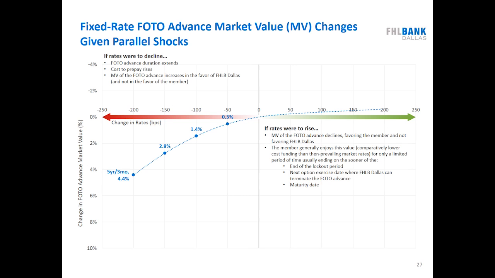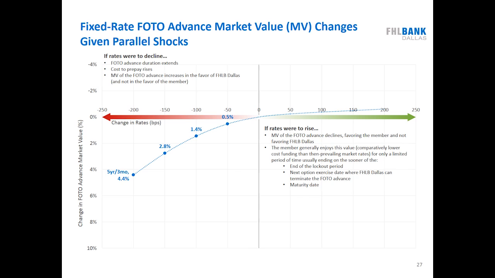What does the impact of rate movements potentially look like in terms of the market value of the putable advance? Here we see the curve reflecting the market values of a putable advance based on the direction and magnitude of rate movements. In the declining rate scenarios, the member loses value. The putable advance duration extends and the cost to prepay rises as the market value of the putable advance increases in the favor of FHLB and not in the favor of the member.